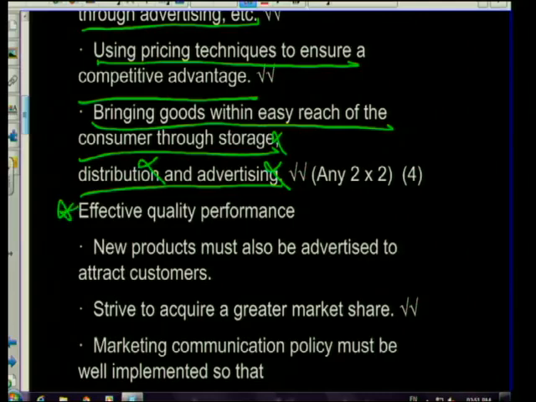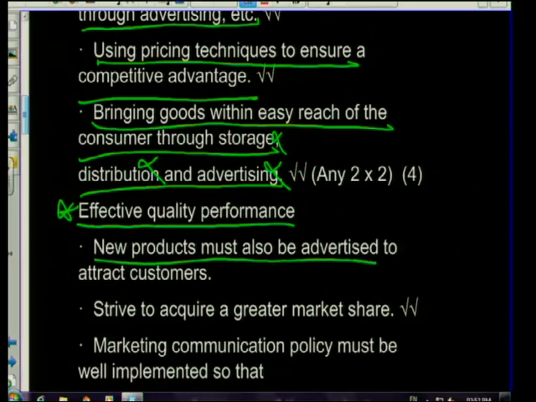Now, one of the sub-questions, remember, we looked at analyzing, evaluating, etc. So, effective quality performance, how would this happen? Through new products must also be advertised to attract new customers. Remember, this could even go further back. You can link this to strategies you did right in the beginning of the year, when introducing new products to new markets, for example, and all the strategies that go with that.